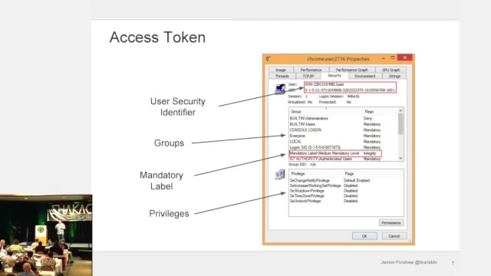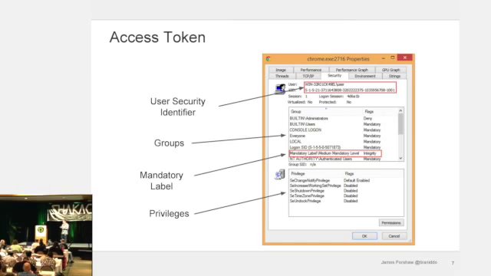The access token then has a list of groups. So obviously you can be in many, many different groups like you can in most other operating systems. So if you're an administrator, you're in the administrators group, and that is then used as part of the verification of whether you're allowed to access a resource or not. And then there's a few other things. You can see the mandatory label is on there, which is the integrity level. And this one in this case is medium, so this is the standard level.